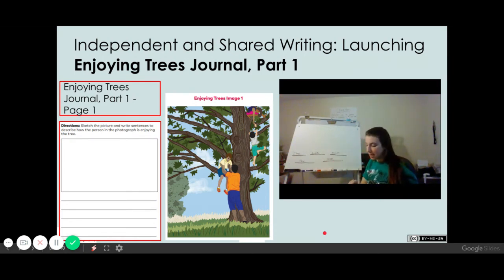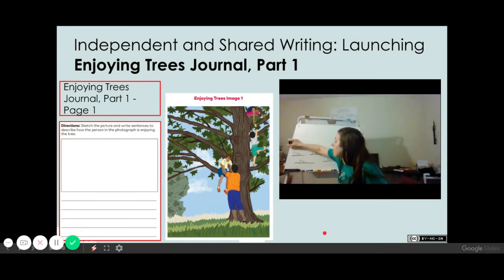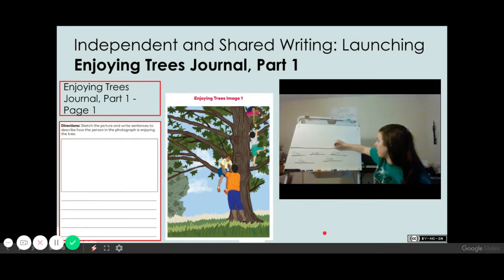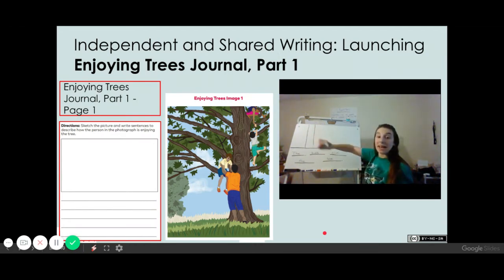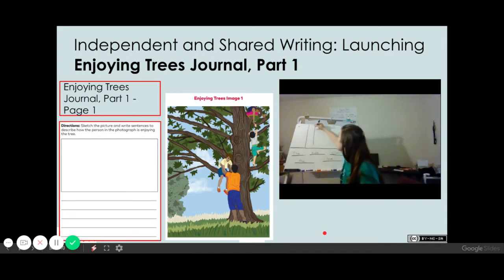There. I've written my sentence. And now it's time for me to draw a picture. Just draw a picture of anything? No, I want to draw a picture that matches. So I'm going to draw a big line right here. All right, so I know my sentence is at the bottom, my picture is going to be at the top. So I'm going to start with the tree. Now I've drawn the trunk of my tree. Now I'm going to draw my branches.